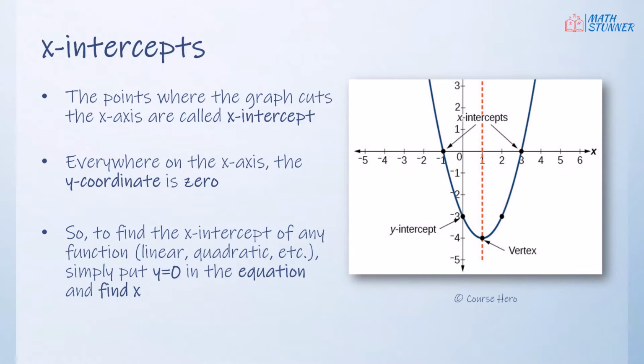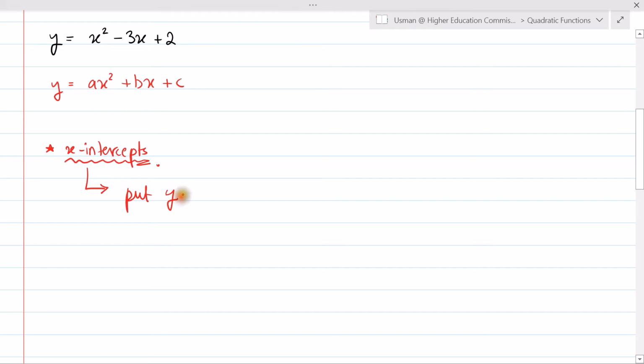Hence, to find out the x-intercept of any equation, whether that be a straight line, quadratic, exponential, or any equation at all, you simply have to put y equals to 0 in that equation and find the values of x. So let's try to do this and see what happens.